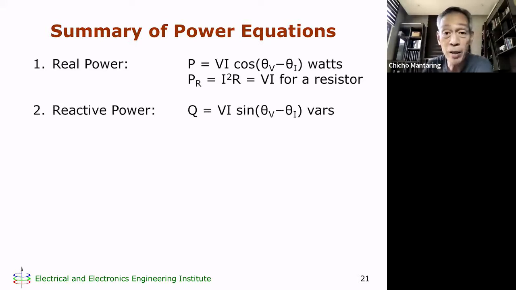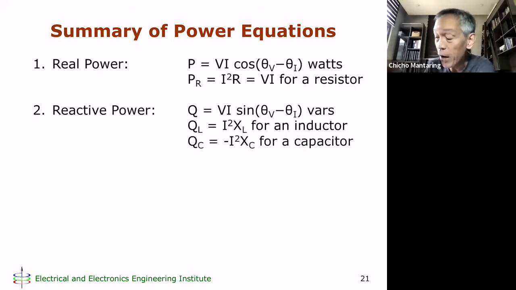What is your reactive power? That's Q, and that's VI sine of theta V minus theta I. And the unit is VARS. What does VARS mean? Volt amperes reactive. And for an inductance, that is I squared XL. And for a capacitance, it is negative I squared XC. The negative is very important. Whenever you know it's a capacitor, you must put a negative sign on the reactive power.